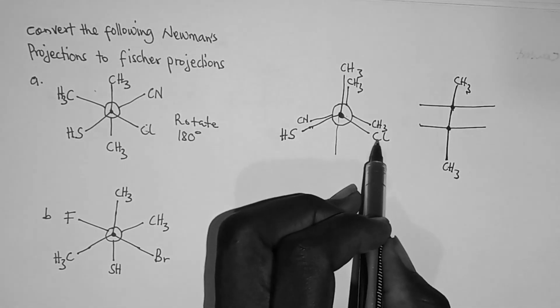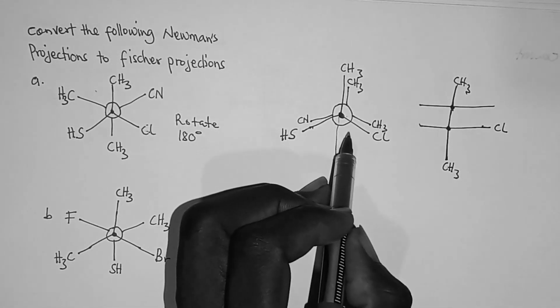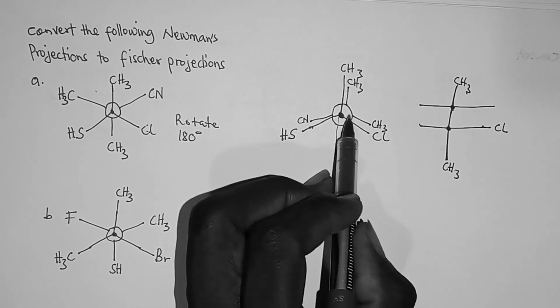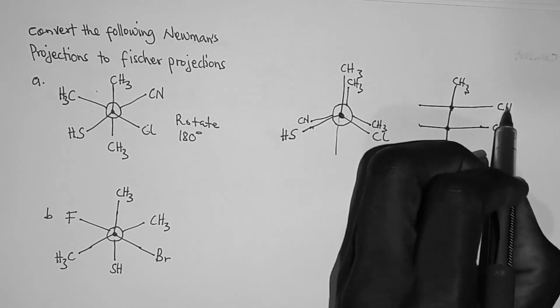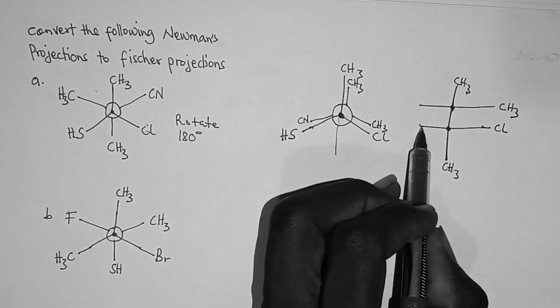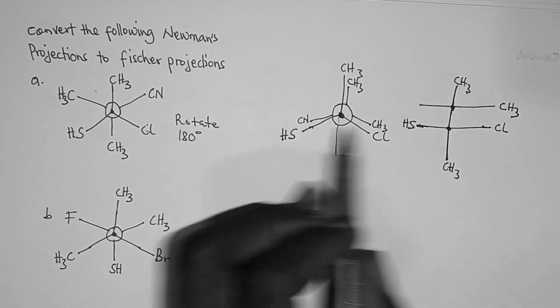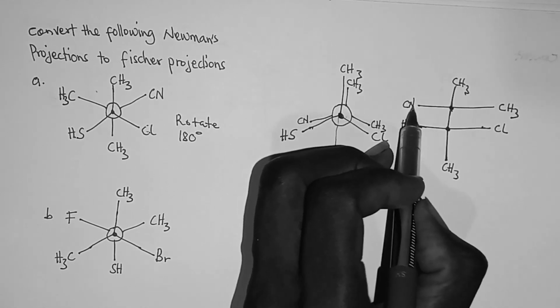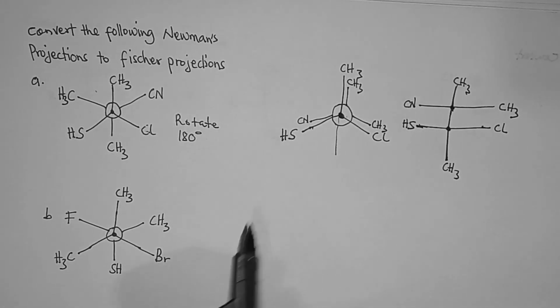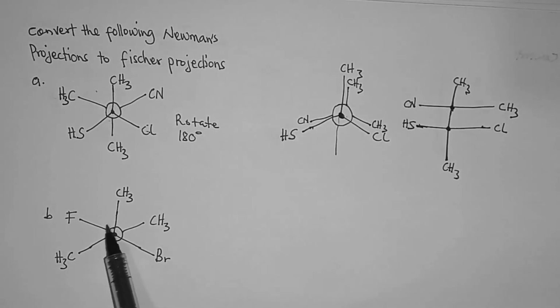And then chlorine is on the carbon in front, so this place is a chlorine. And then this CH3 is on the carbon at the back, and the CH3 is over here. This thiol group is on the carbon in front, so the SH is over here. And then the cyano group is on the carbon at the back, so the cyano group is also over here. So we've converted this molecule to the Fischer form. Let's do the same to this molecule. You can pause the video at this point and then try.